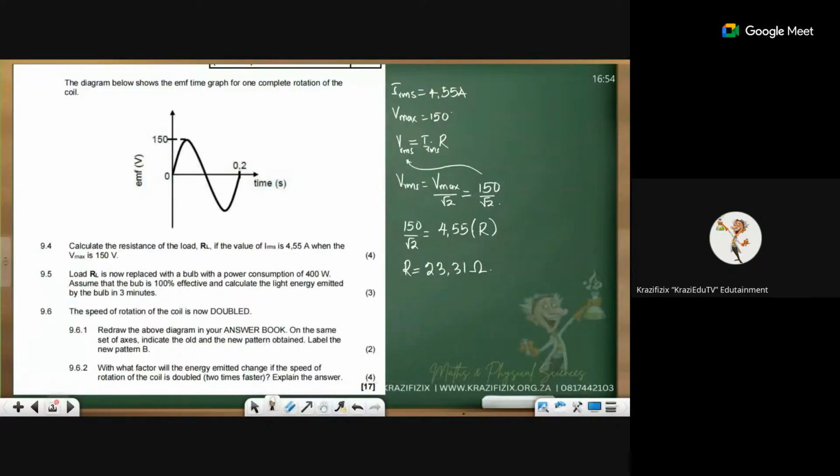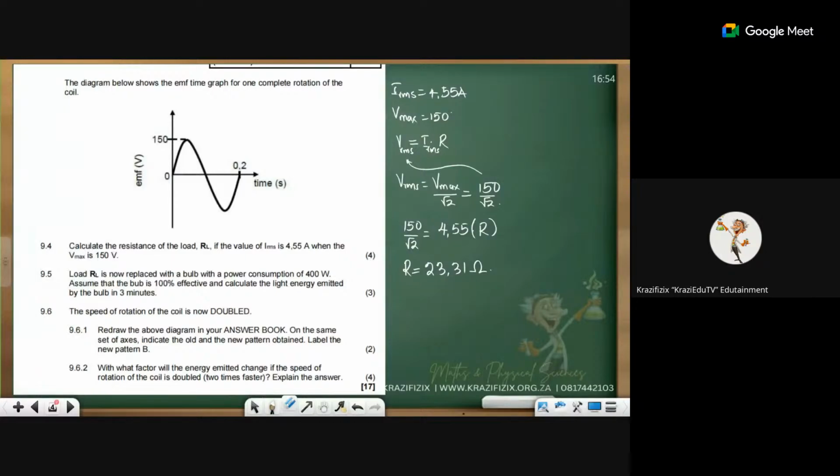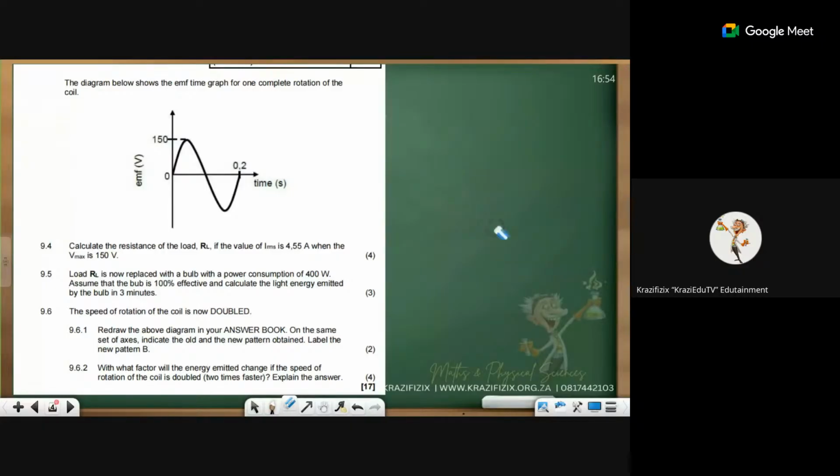Let me quickly create a new page here. So we're doing 9.5. We're looking for W, which is work. Now, what do we know? Our formula is P equals W over delta T. Now, this is what we're looking for. We're looking for work, which is the same thing as energy.